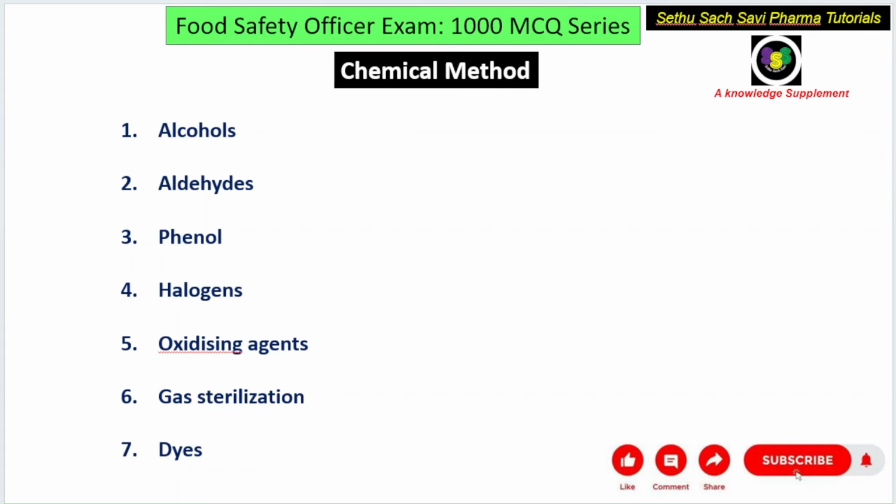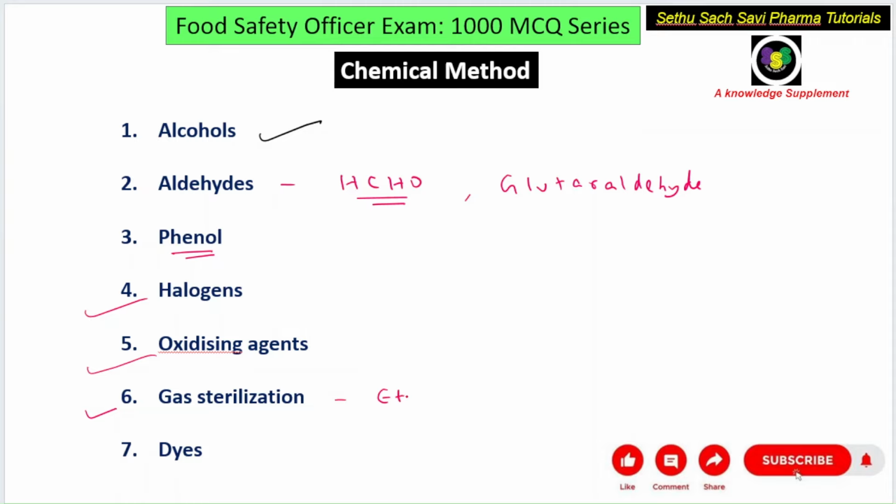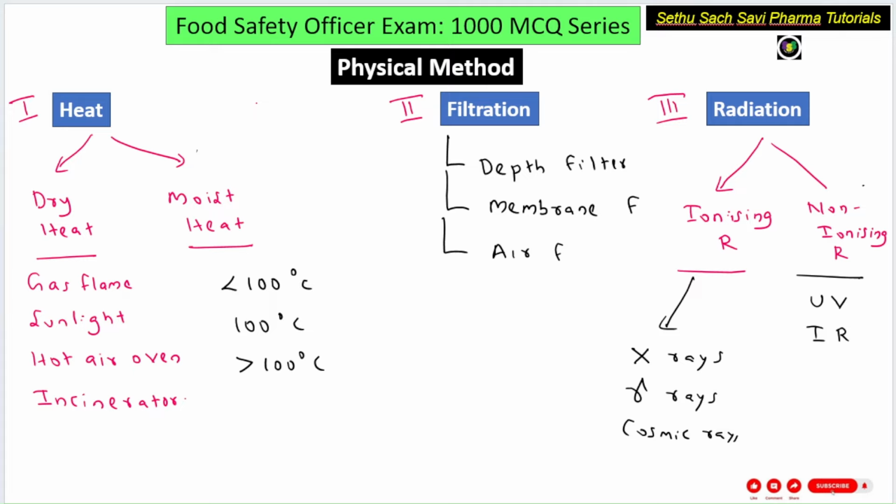Okay, now we'll go to the chemical methods of sterilization. So far we have seen the physical methods. In chemical methods, we use chemicals like alcohols, and aldehydes like formaldehyde, molecular formula HCHO. We can use glutaraldehyde. Phenol can also be used as a chemical method of sterilization. We can use halogens, oxidizing agents. In gas sterilization, we use ethylene oxide, which is also a chemical. We can also use dyes.